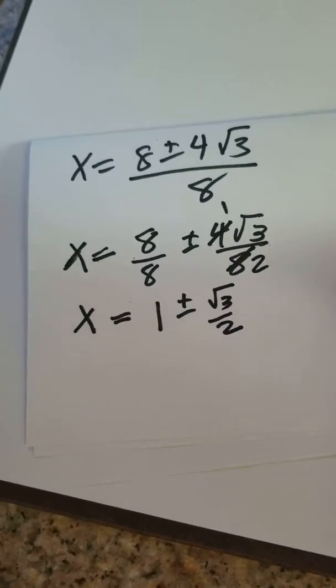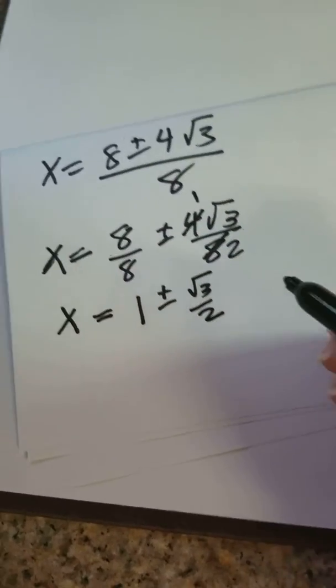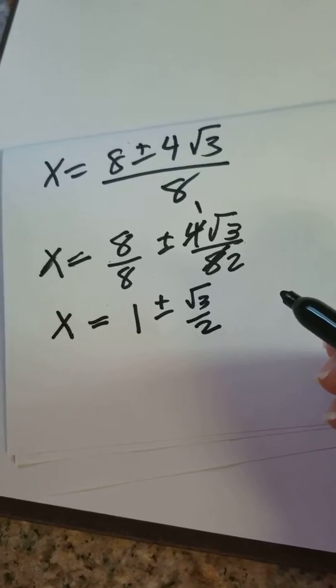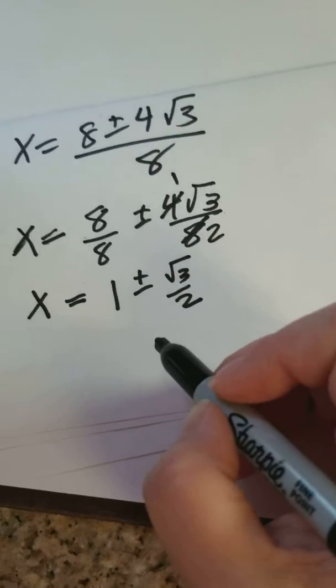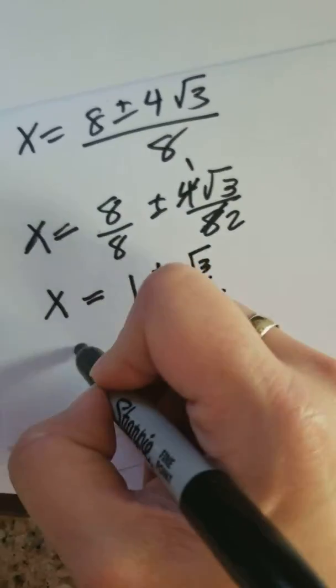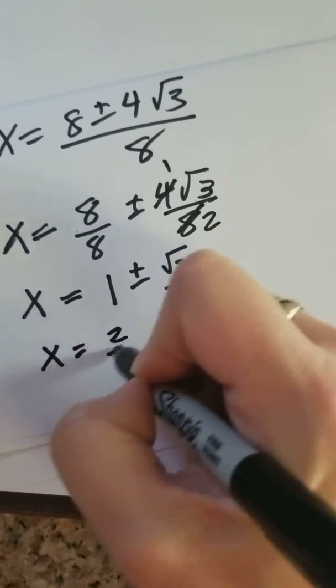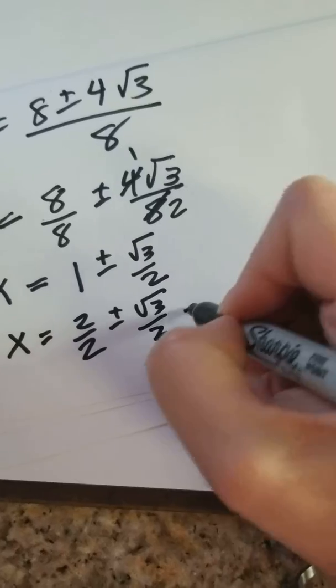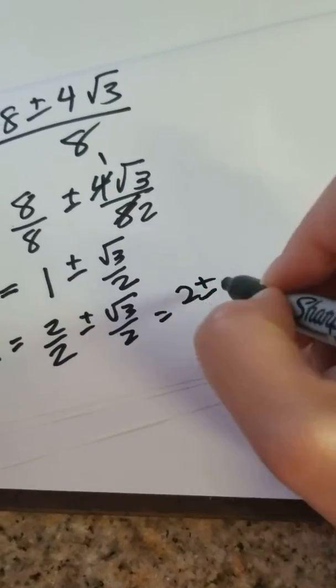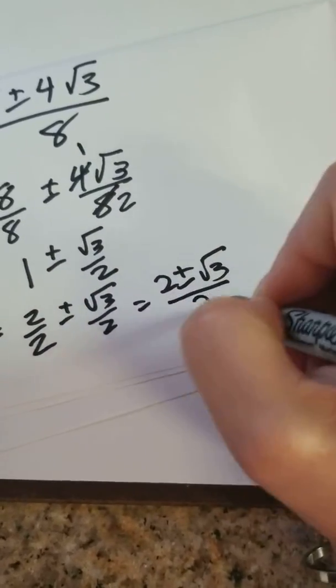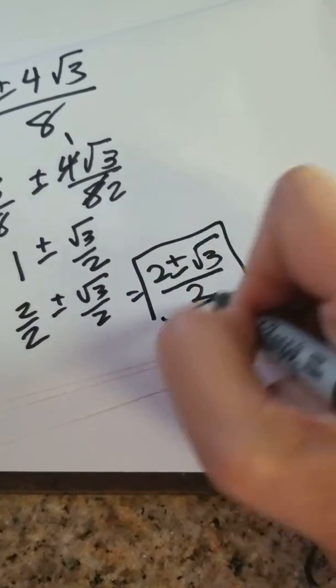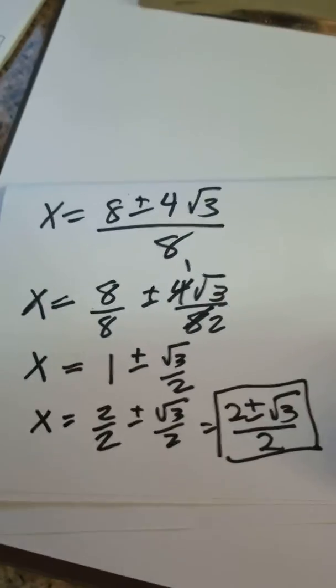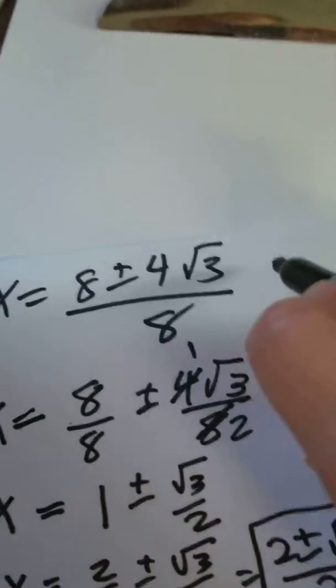Now, to be consistent with what the book does, I think that they ended up making it one big fraction and just leaving it as that. So if we put this back in fraction form, getting a common denominator, we would get 2 plus or minus square root of 3 all over 2 as a final answer, which I think is consistent with what the example had done. We could have done that a little bit earlier.